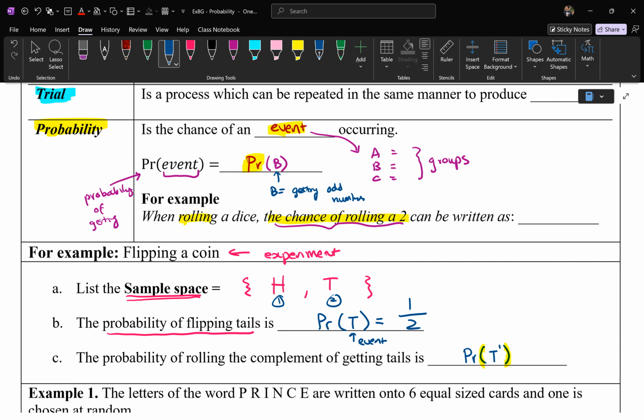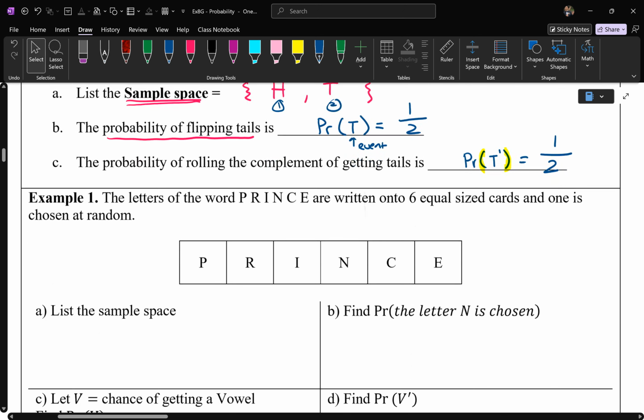What would the answer be then? 1 and 2, because the complement of getting tails means not getting tails, which is getting heads. So chances of getting heads is out of 2. There's only 1, so it's still 1 out of 2. So far, so good. So I'm teaching you how to use the notations here. Let's try the next one.